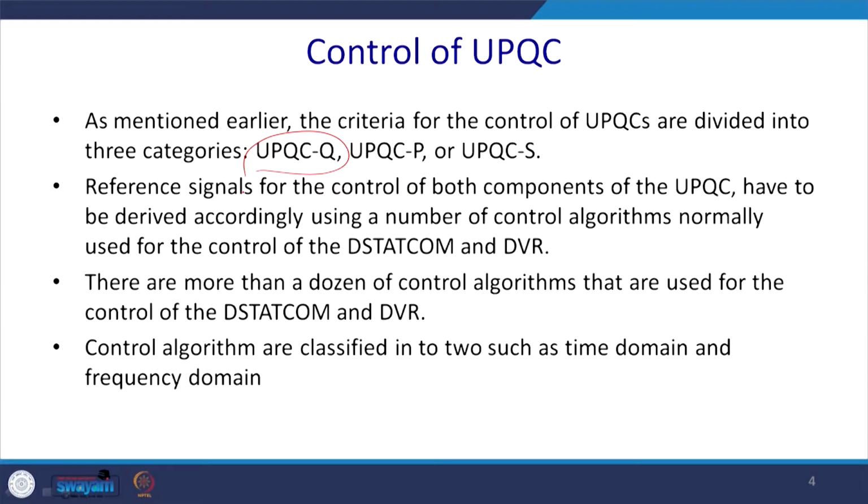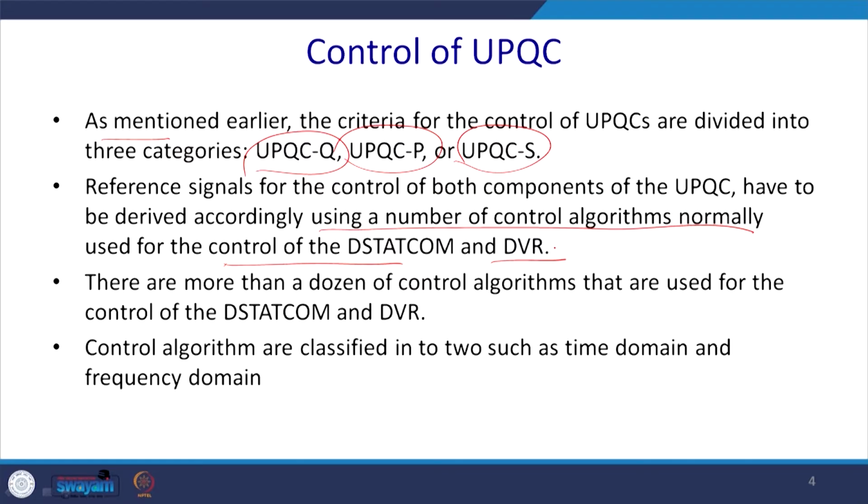We have already discussed there are different kinds of UPQC, that is UPQC-Q, which injects a voltage in quadrature with the current, UPQC-P, which injects the voltage in phase with the current, and UPQC-S, which can inject the voltage at an appropriate or optimal angle to compensate. So, the reference signals for the control of both components of the UPQC have to be derived accordingly using a number of control algorithms, normally used to control the DSTATCOM and DVR.